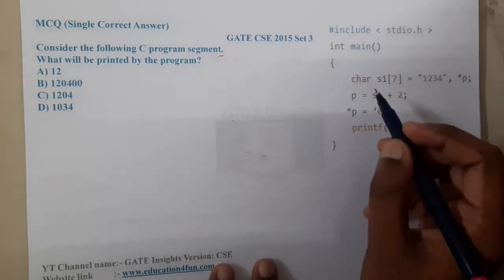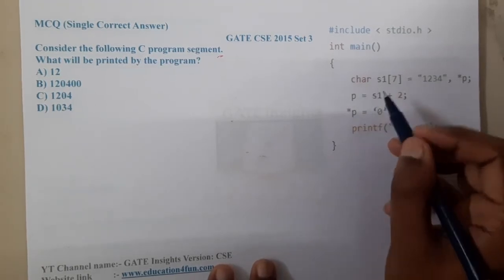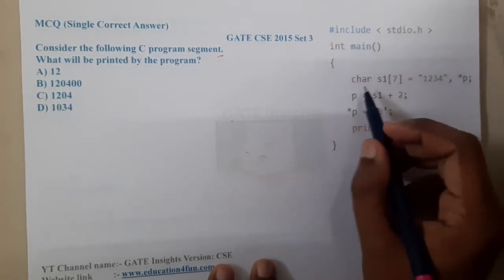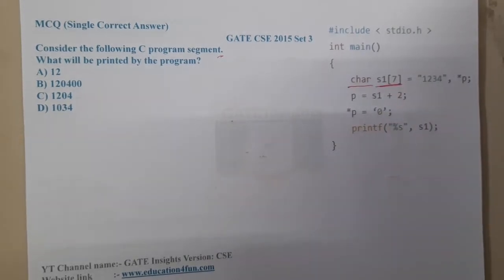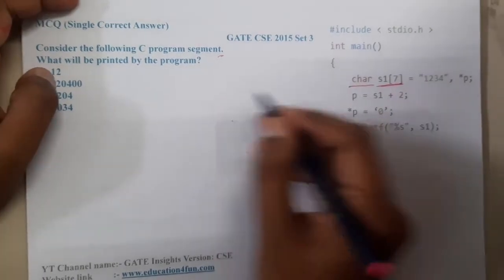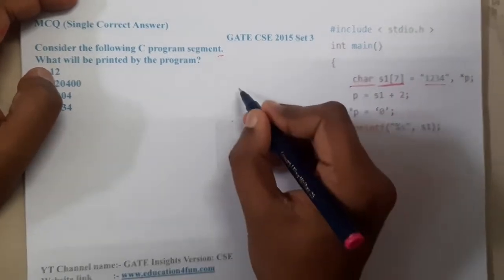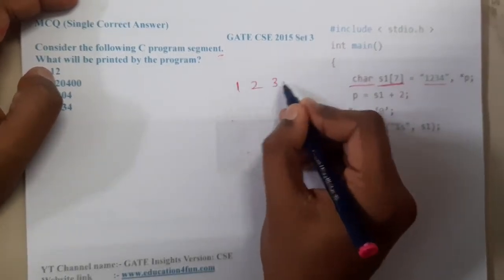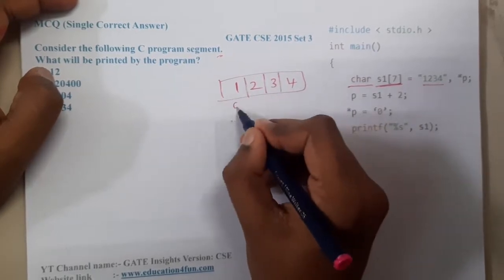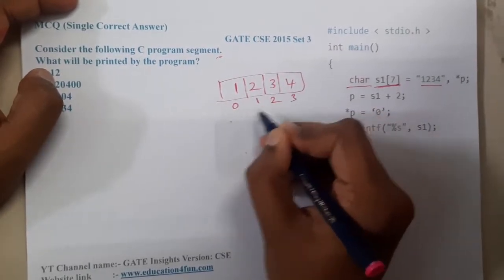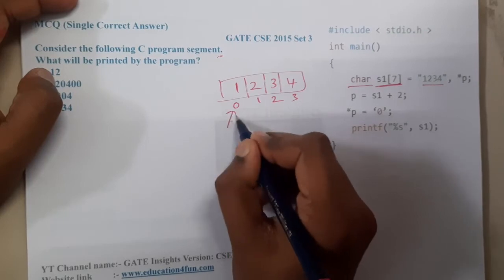So what we are trying is, we are having a character array of 7 elements. So it is having 7 characters, but it is filled up to only a few characters, that is 1, 2, 3 and 4. So only till here it is filled. This is the 0th index, first index, second index and third index. So for this S1 is pointed.